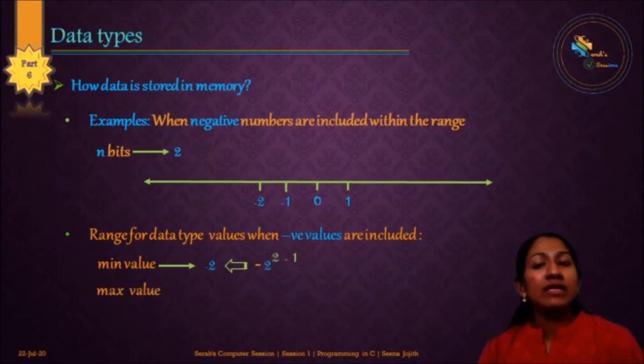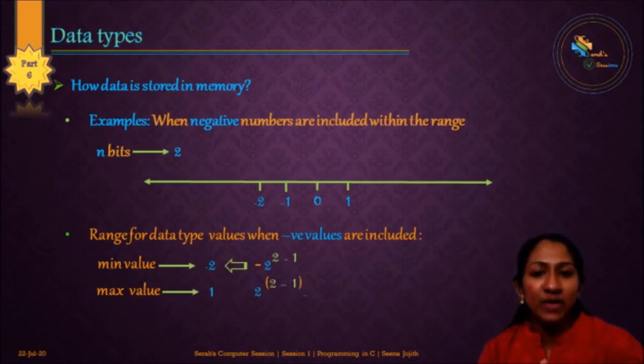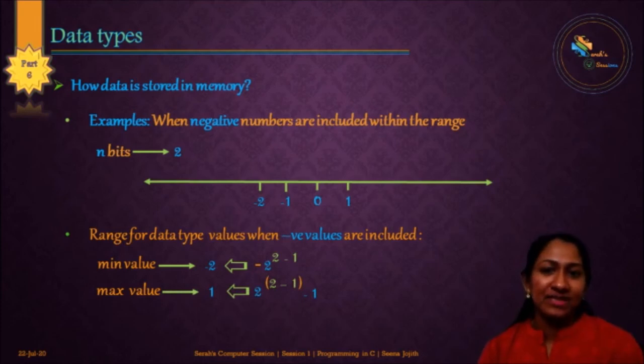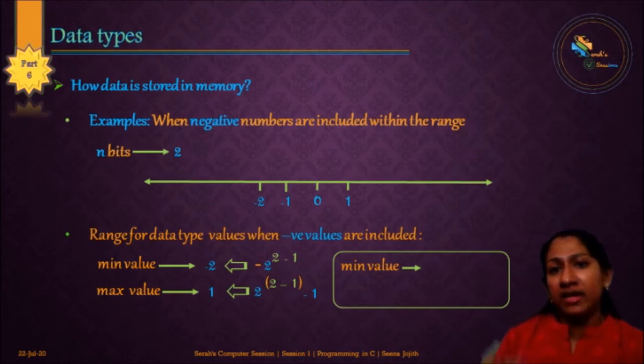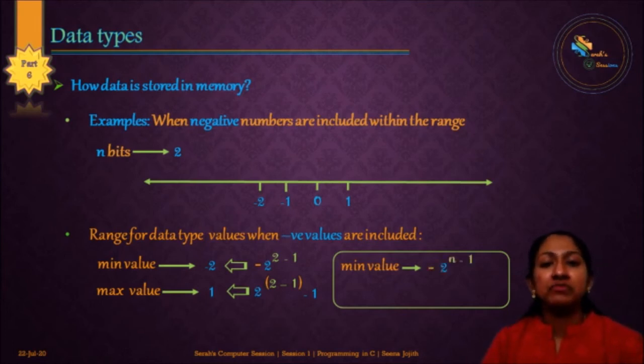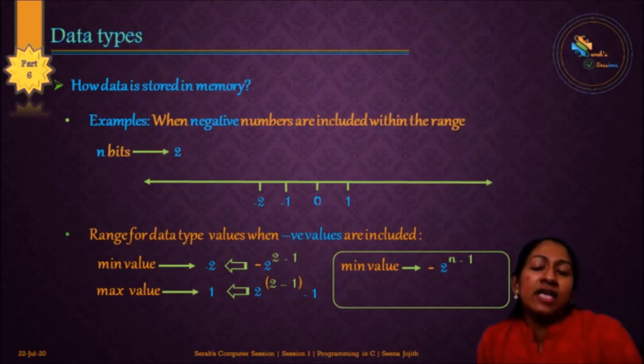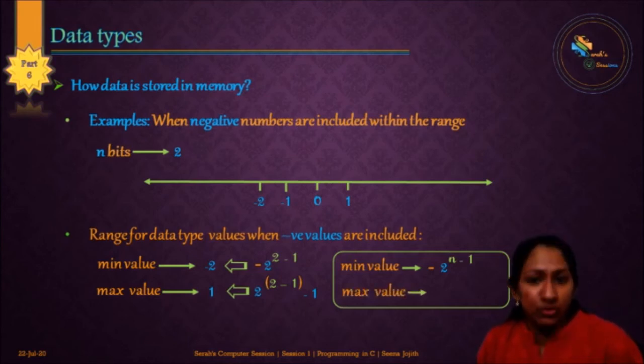Now, how will you calculate the maximum value? Here, the maximum value is 1, right? So how will you get the maximum value? 2 raised to 2 minus 1, minus 1. Right? 2 raised to 2 minus 1, you will get 2. And 2 minus 1, you will get 1. So, when we generalize the min-max calculations into a formula, we get the equation for the minimum value as -2 raised to n minus 1, and the maximum value as 2 raised to n minus 1, minus 1.